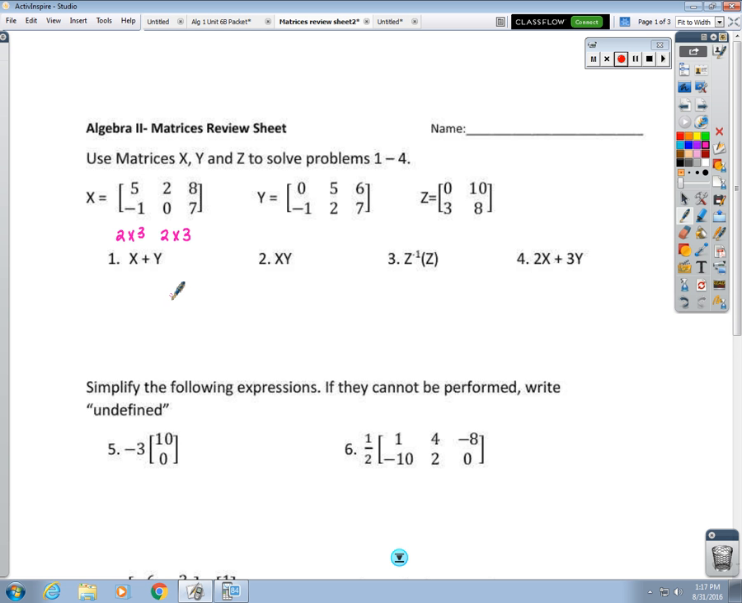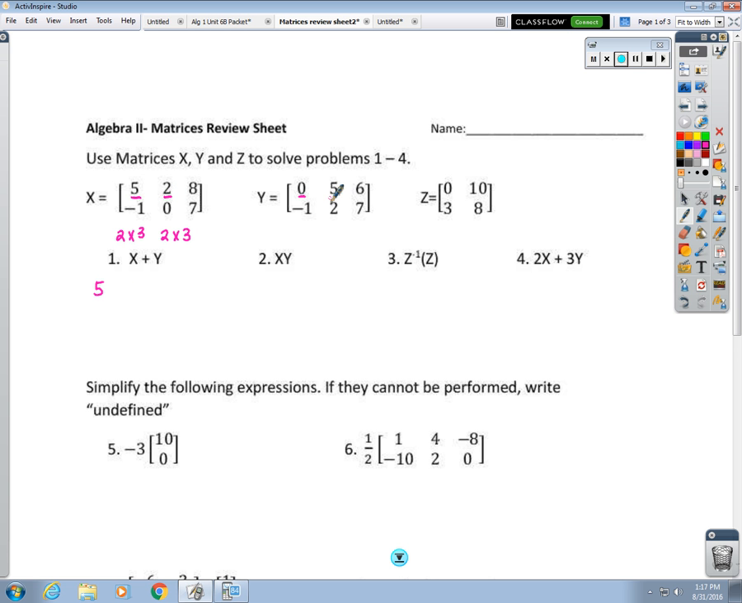Yes. To add or subtract matrices, they have to be identical. Like their rows have to match and their columns have to match. Then all you do is add corresponding elements. You can put this in the calculator if you want, but I think with adding it's faster just to do it by hand. Okay?